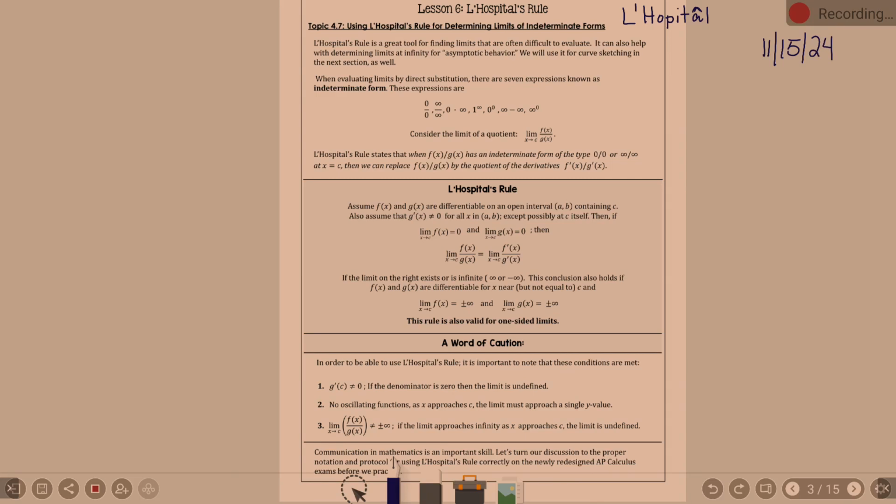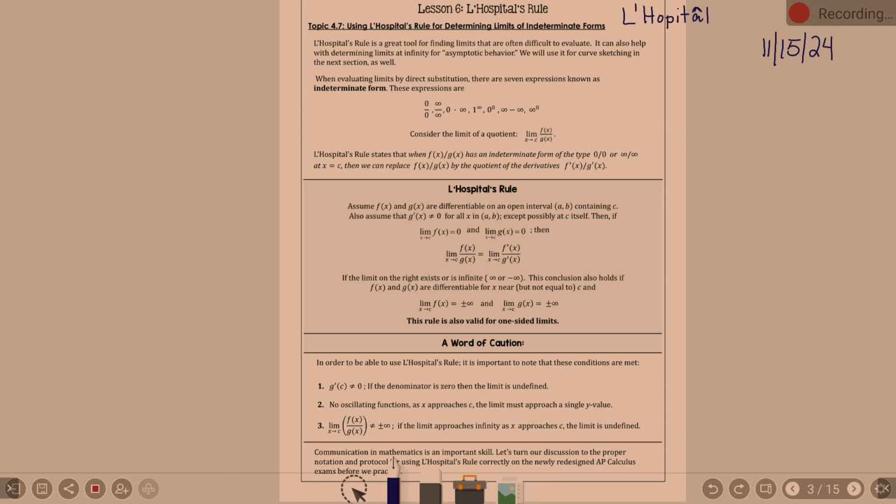Okay. L'Hopital's rule is a great tool for finding limits that are often difficult to evaluate. We did limits back in Unit 1. This is the one limit tool we didn't learn at the time because this requires derivatives. We didn't know how to do derivatives. That's why this gets thrown in. It's based on limits. It can also help with determining limits at infinity for asymptotic behavior. We will use it for curve sketching in the next section as well.